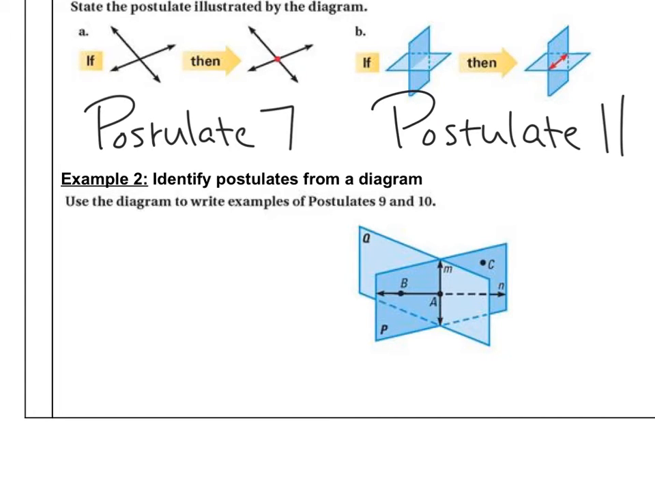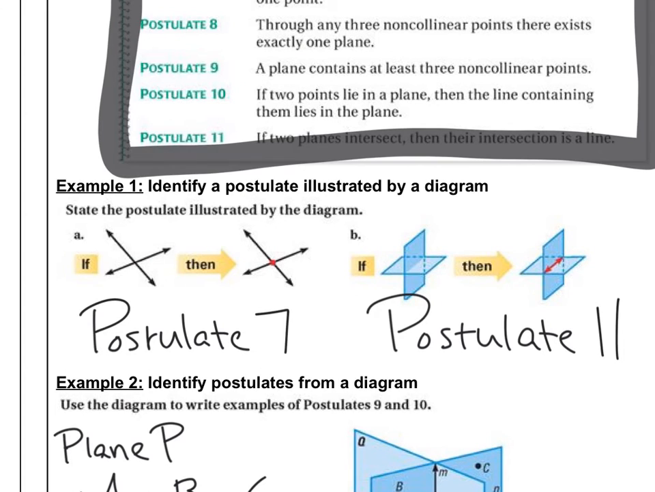So if I'm looking here, I'm going to be looking at plane P. So that is going to be this sheet of paper looking thing here, and we're looking for 3 points that are not on the same line. So those points would be point A, point B, and point C. So postulate 9, there are 3 non-collinear points in a plane, point A, point B, and point C on that plane. Postulate number 10 says, if 2 points lie in a plane, then the line containing them lies in the plane.